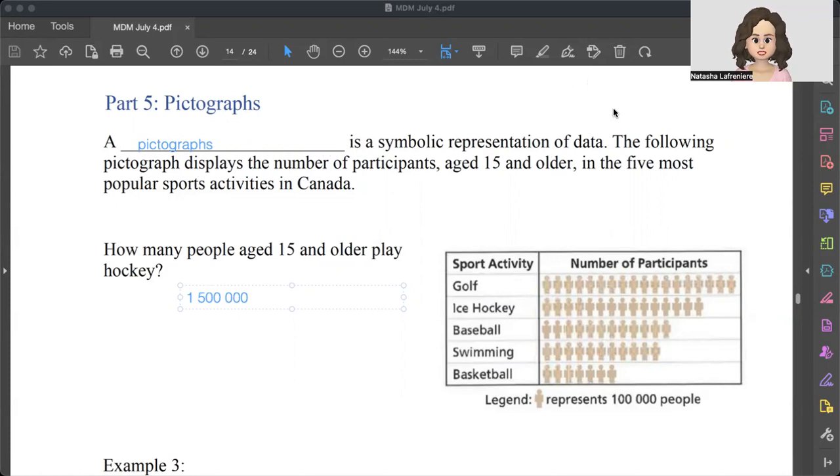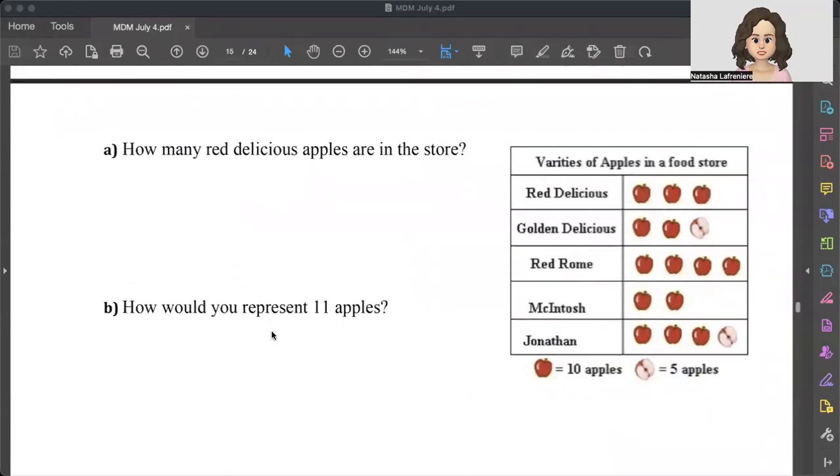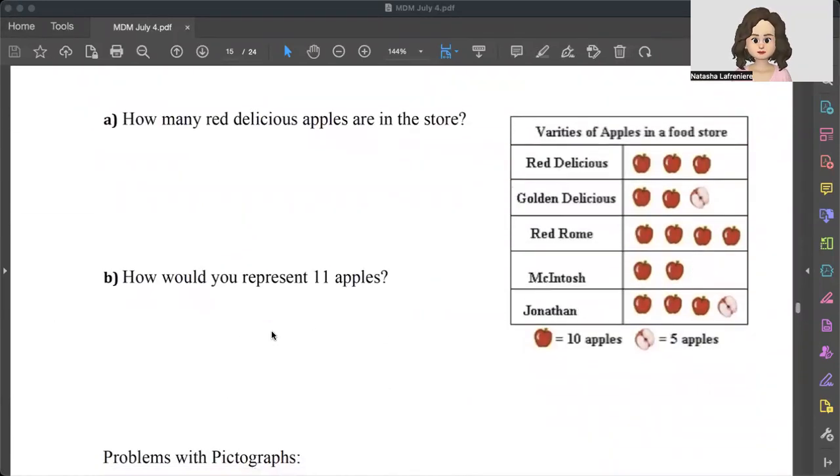I'm going to clear this. So we've got another example here. How many red delicious apples are in the store? Okay, so again, look at your legend here. A full apple is 10, half an apple is 5. So if we were to count, we've got 10, 20, 30.